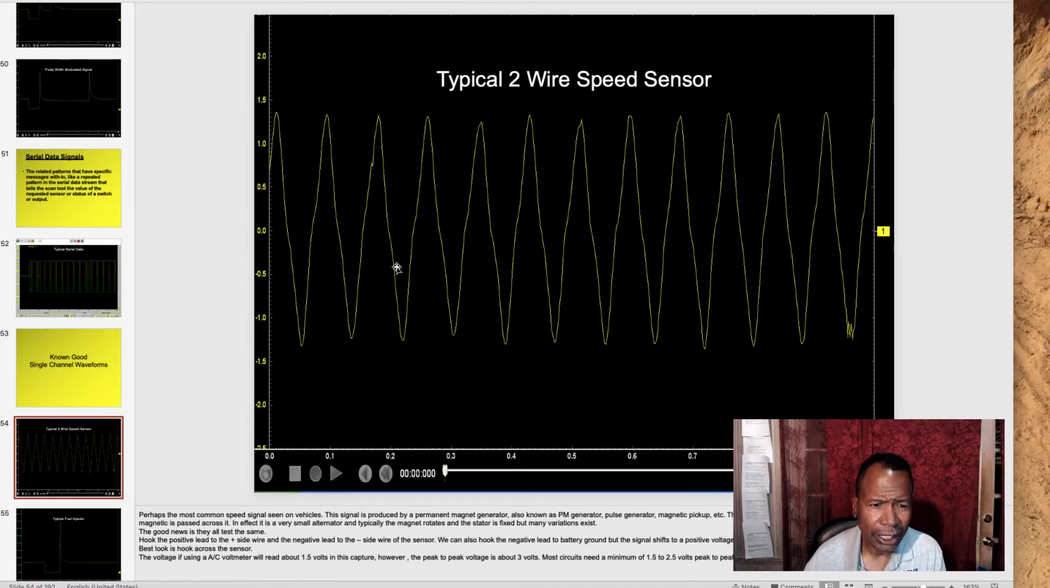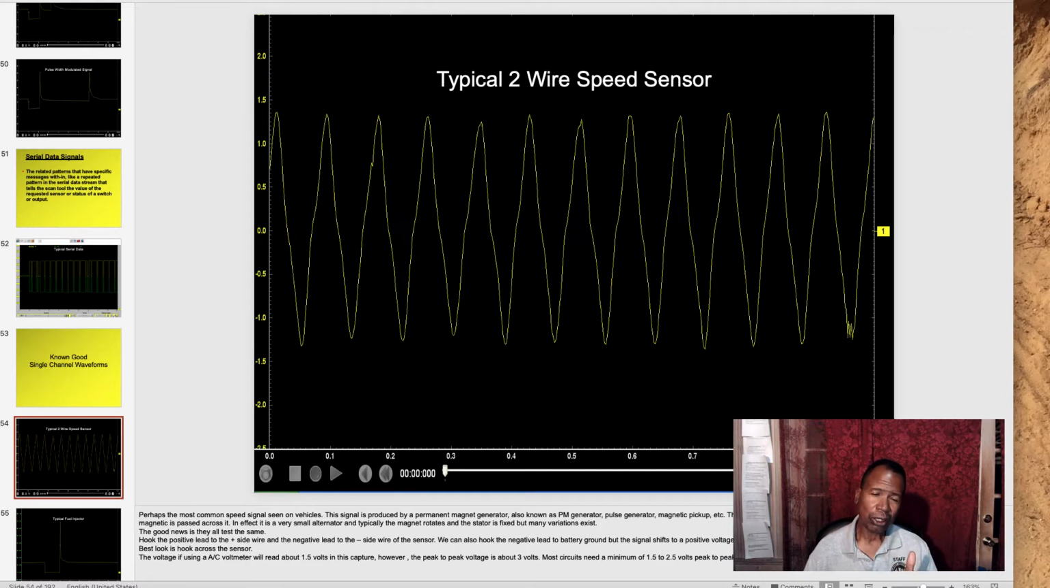You can see here, this is the zero line. From 0, positive, 0, negative. The most common type of AC signal is the wheel speed sensor. The wire is a 2-wire sensor, a positive and negative. As the magnet rotates around the stator, a voltage and current is introduced into the circuit. Now you can hook the lab scope to the positive and negative wires of the sensor. You get a signal like this.